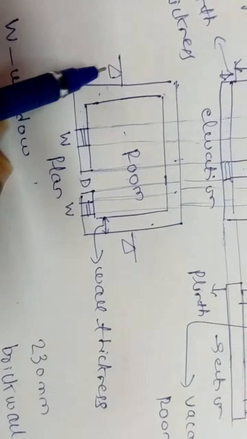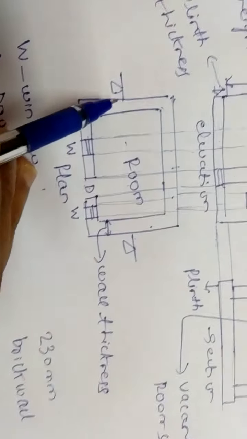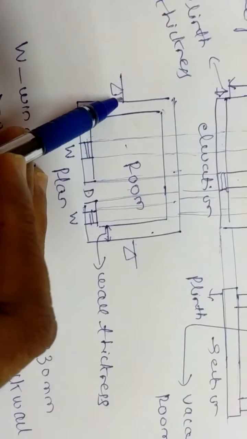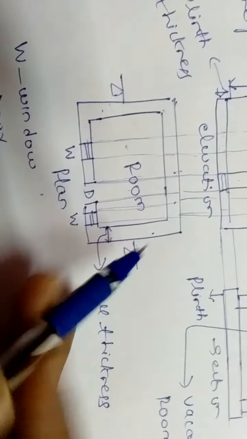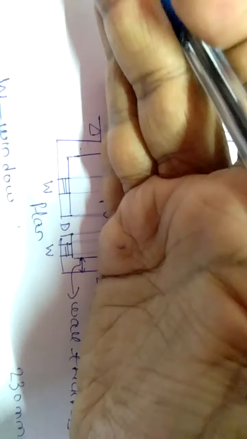So now students, we are going to see the section. What this section line indicates is that at this line of the room, at this part, we are going to cut from the slab. It will cut through the wall, through the plinth and through the foundation. So it is in this manner.